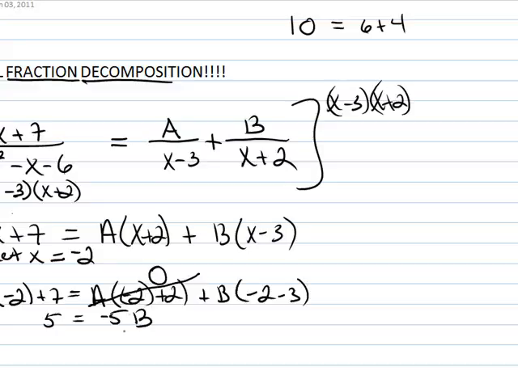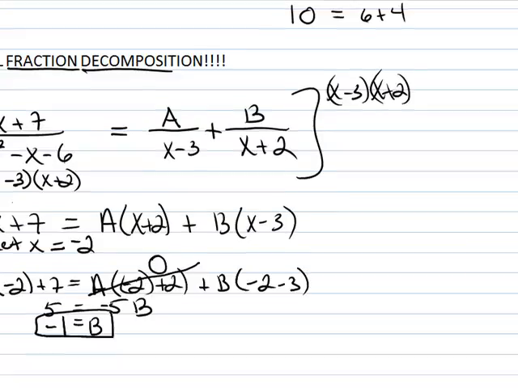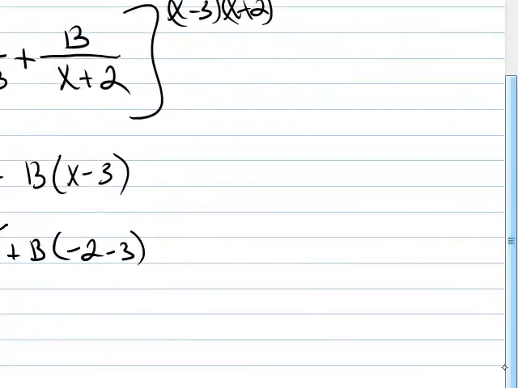And to get b by itself, we divide both sides by negative 5. And I have that b equals negative 1. Isn't that just groovy to the max? This is, yeah.